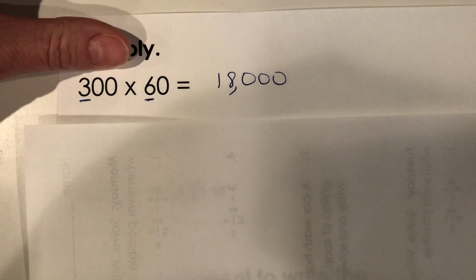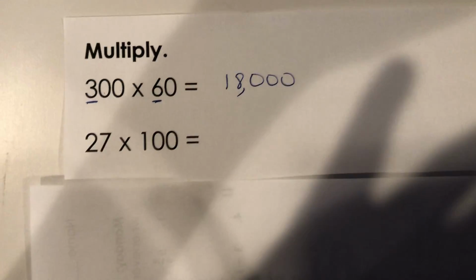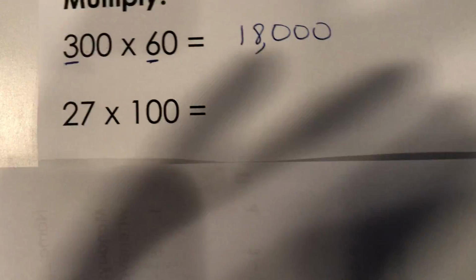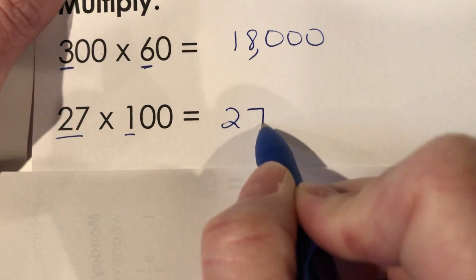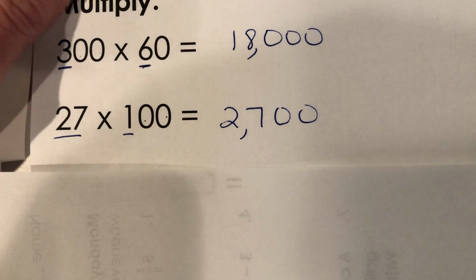All right, erase. Next, 27 times 100. Go ahead and press pause, press play when you have it. All right, 27 times 1 is 27, and I see 2 zeros, so 2,700 is what you should have.